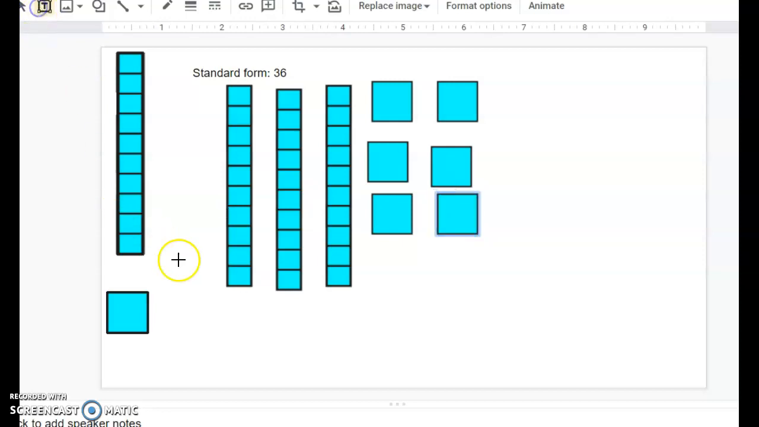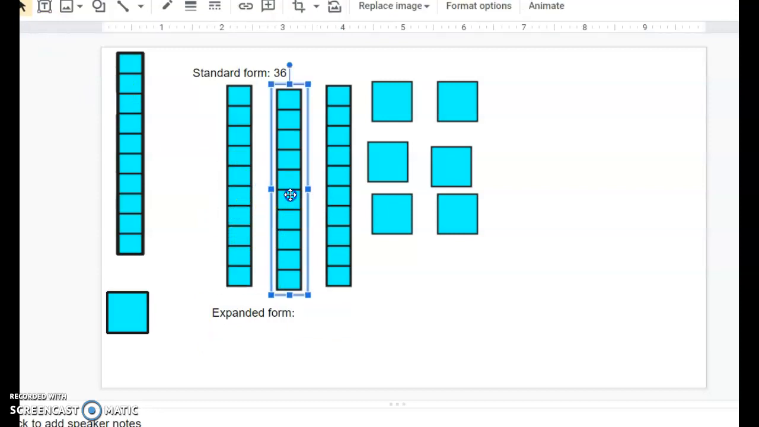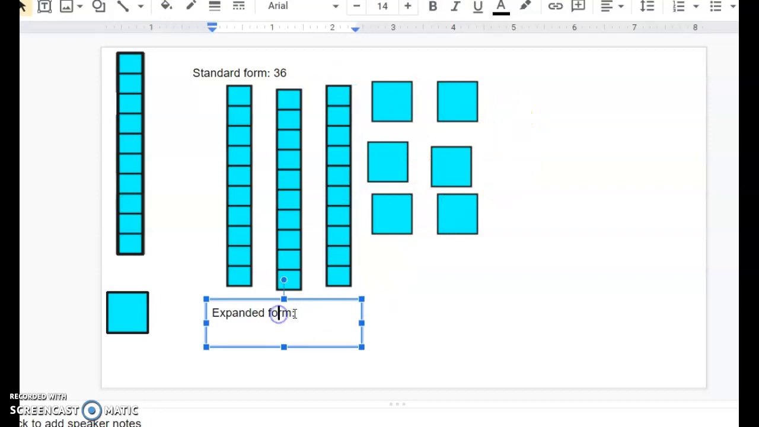The next word you may hear is expanded form. Expanded form is when you decompose the number or break it apart into its sections. So I have 10 plus 10 plus 10 plus 6. So I could write that, or I could choose to write 30 plus 6. So you could do 30 plus 6, or you could do 10 plus 10 plus 10 plus 6, or you could do 10 plus 10 plus 10 plus 1 plus 1 plus 1 plus 1 plus 1 plus 1. All of those would have been correct because expanded form is when you decompose the number or take it apart.